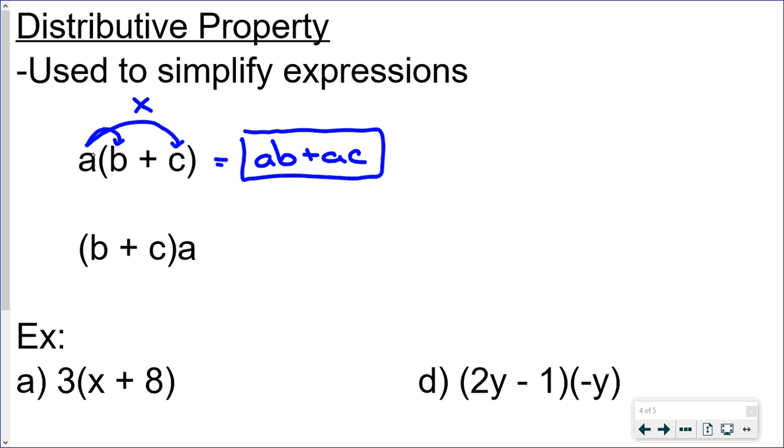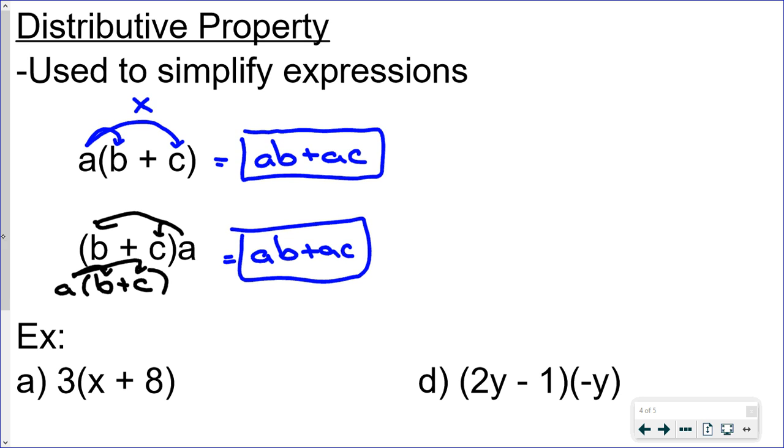All right, so what if this a is on the right side of the parentheses instead? Well, if you want, you can move it over to the left side, because the commutative property of multiplication says that you can change the order of multiplication. 2 times 5 is the same thing as 5 times 2. So it's your choice. If you would prefer to have this on the left side, then move it over there and do what we just did up top. Or you can keep it on the right side and just distribute from here. But either way, you're going to end up with the same answer of a times b plus a times c.